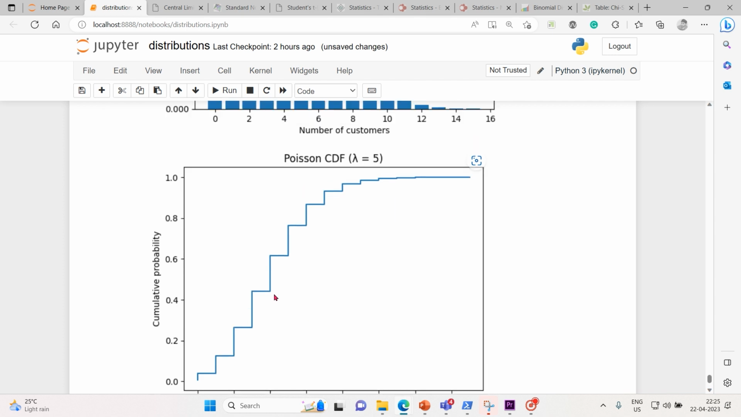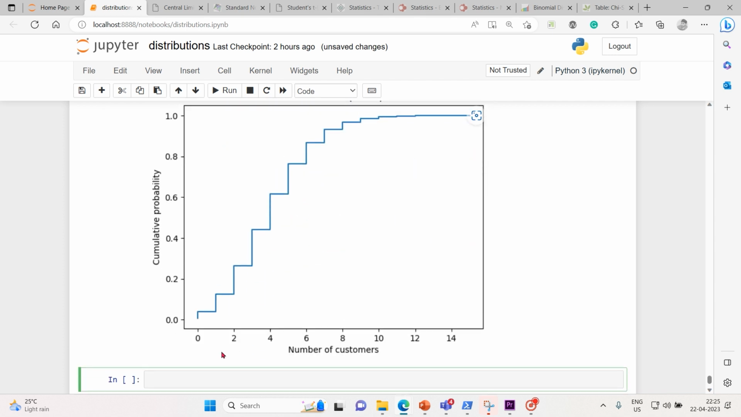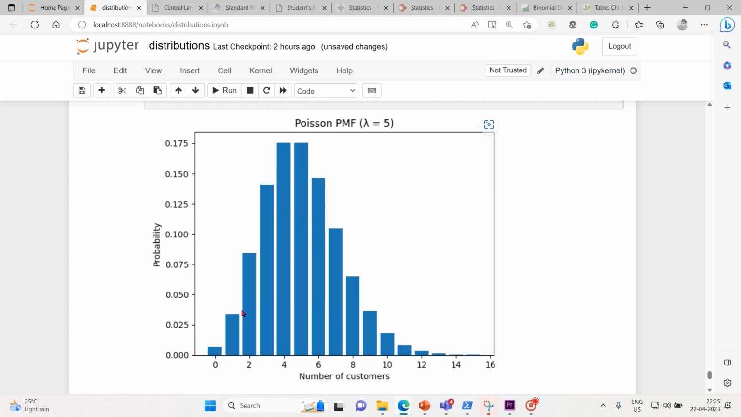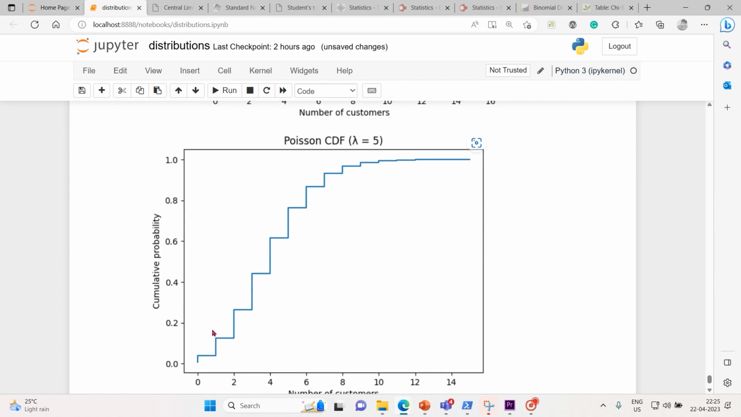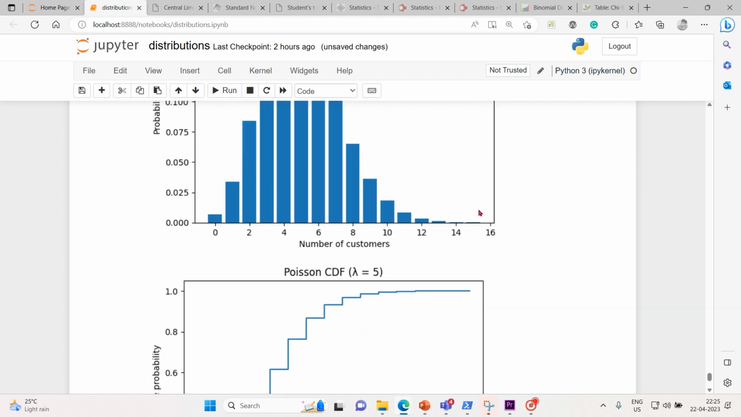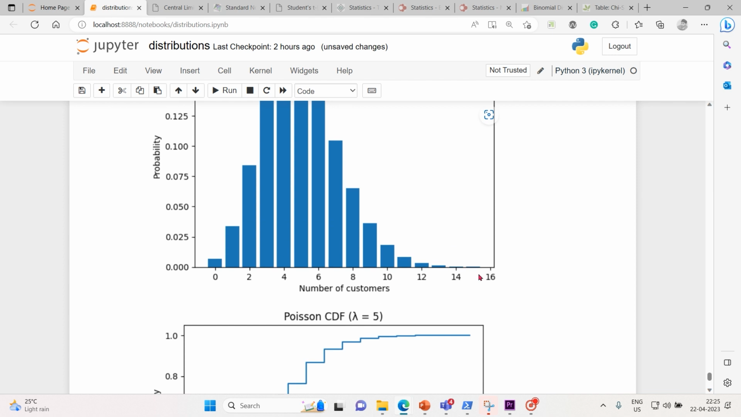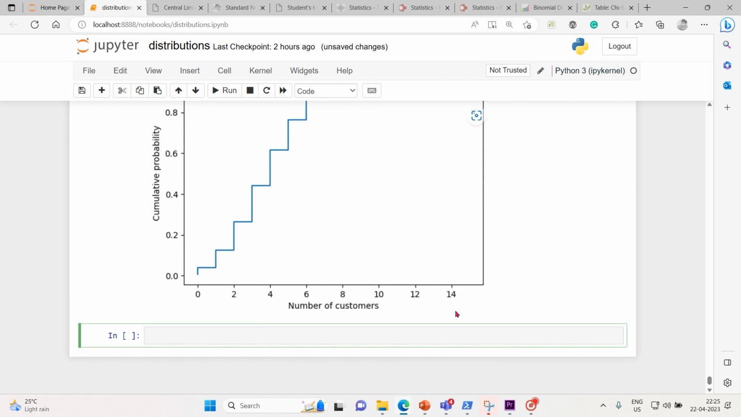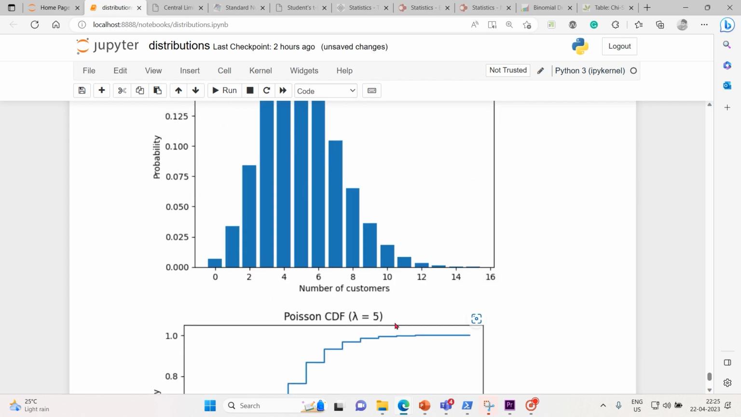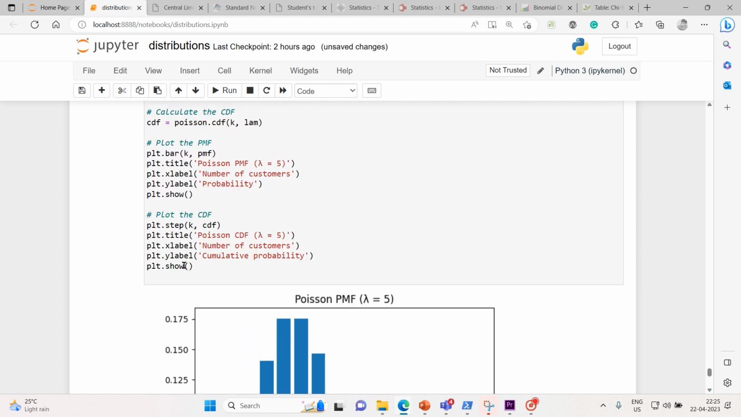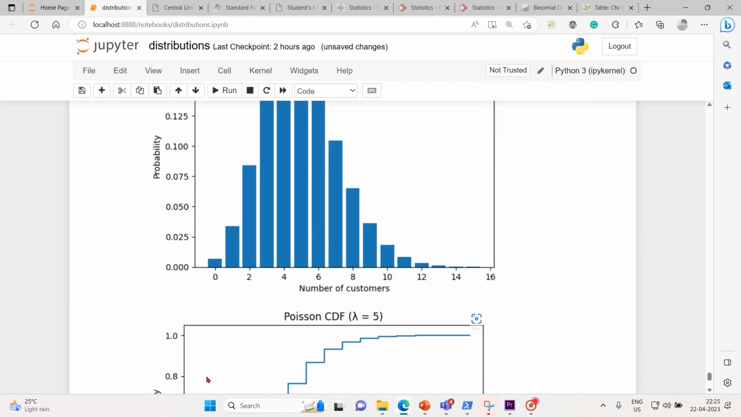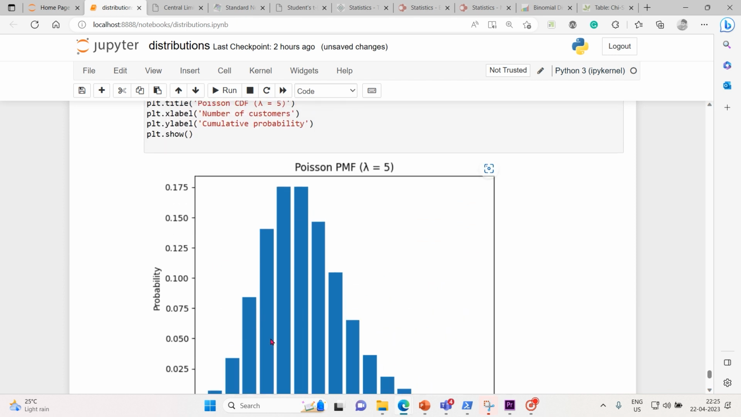But when it comes to the cumulative, every probability will be added. It starts from here, then both were added, and it keeps on adding. When it comes to 16, because it's a cumulative probability, it keeps on adding and it will go up. So the actual absolute probability of 16 customers entering the shop is very low, but here if you see, it's very high. That's the cumulative probability function, and this one is just the probability mass function, PMF, and then the cumulative distribution function. These are the two. But I hope you got the point.